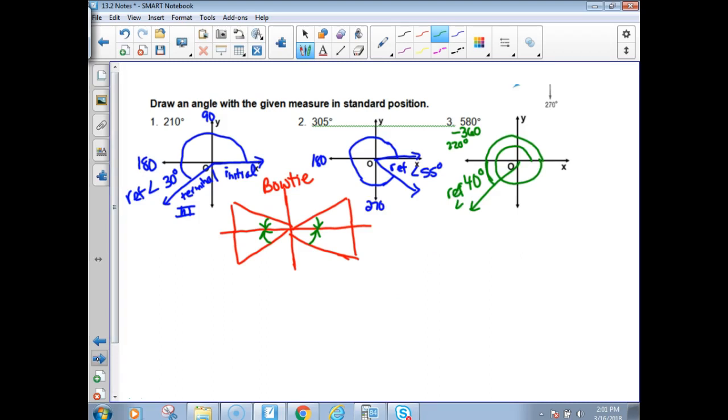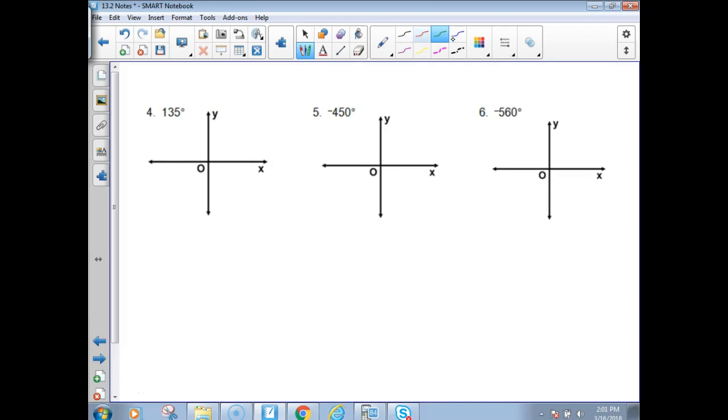I know, so we're going to go way past the 360s now sometimes. Okay, 135, positive. We're going to go past 90. How far? Okay, so we're in 45. So how much is left to get back to 180? The bow tie number would be 45. That would be a reference angle, 45.